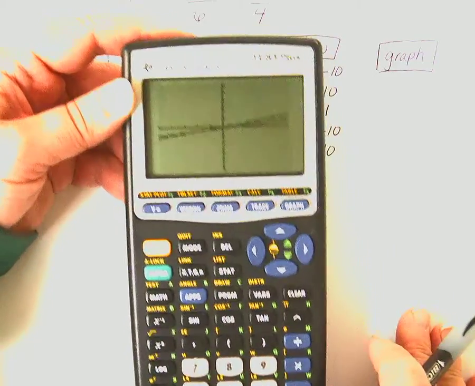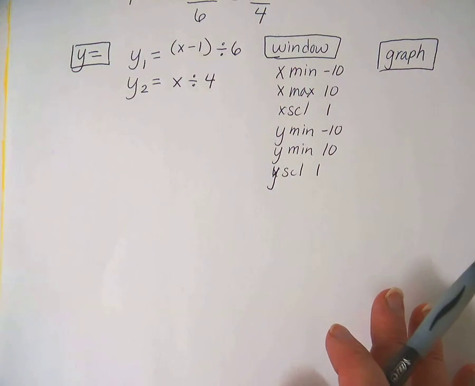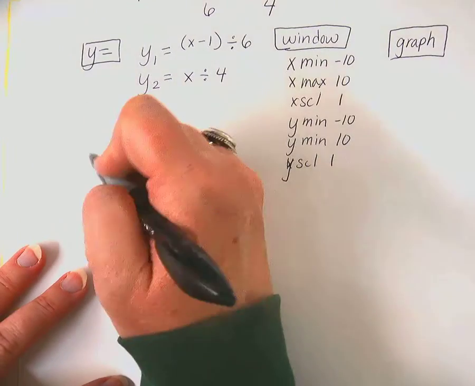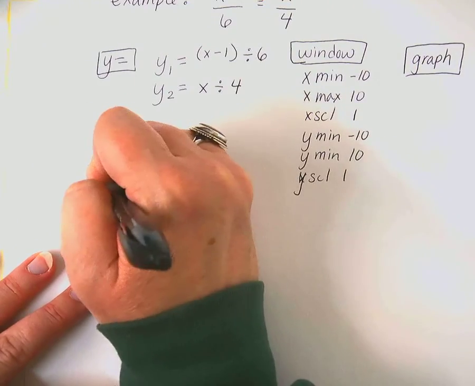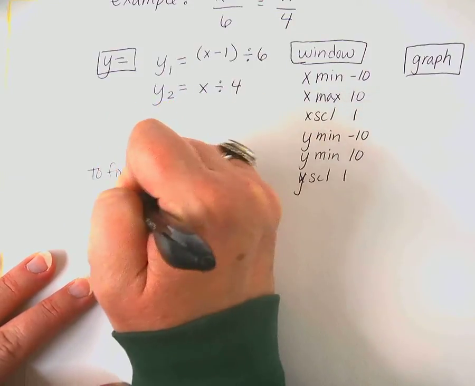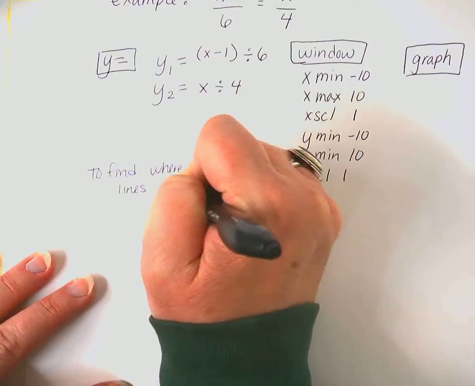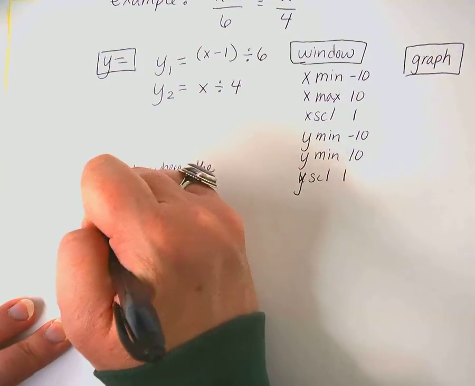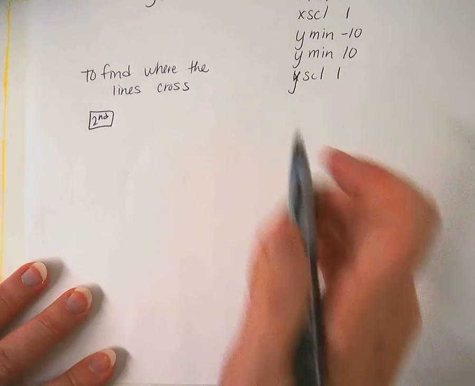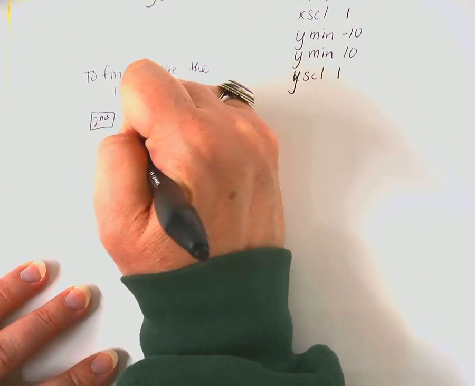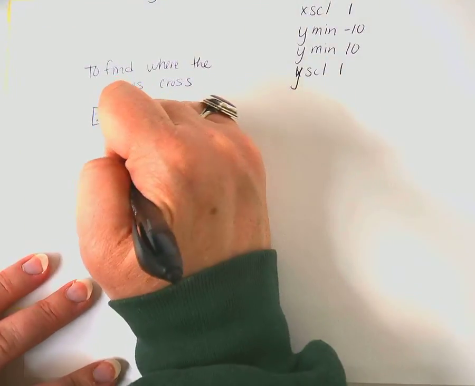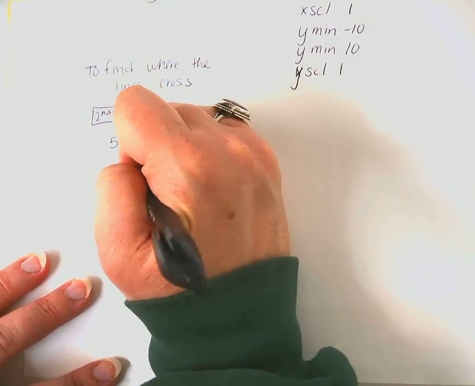So now we're going to go back to the instructions step by step here for a minute. To find where the lines cross, we hit the second button, and then we hit the trace button, so we're getting the menu called Calculate. And we want to choose item 5 that says Intersect.